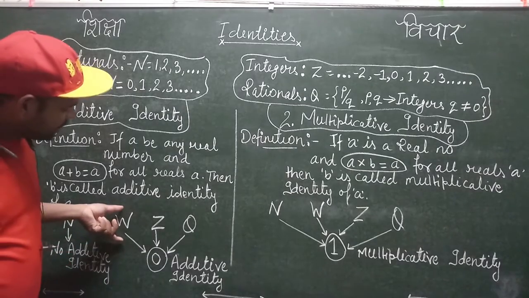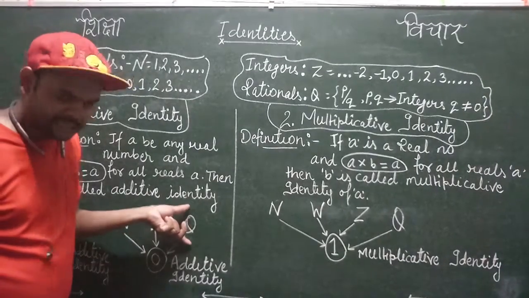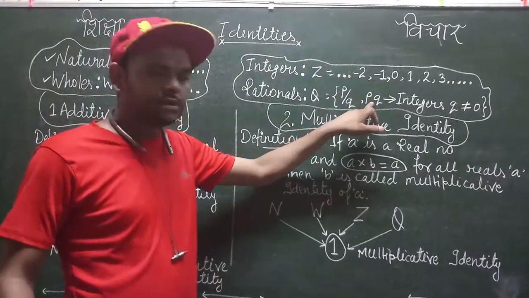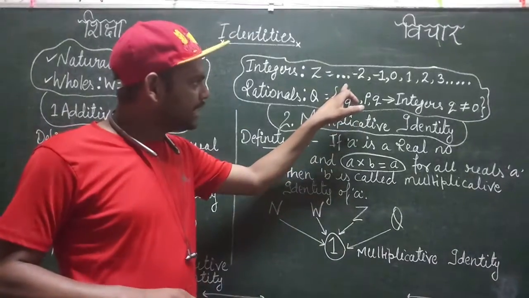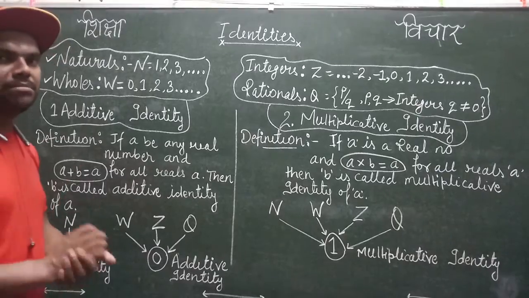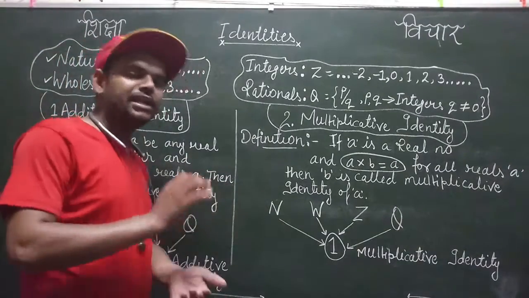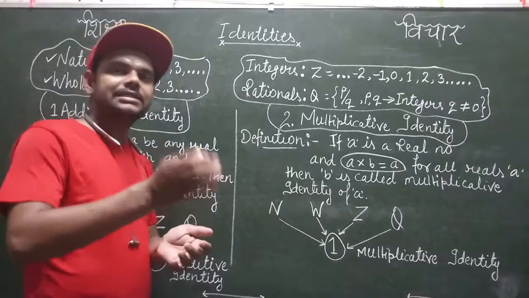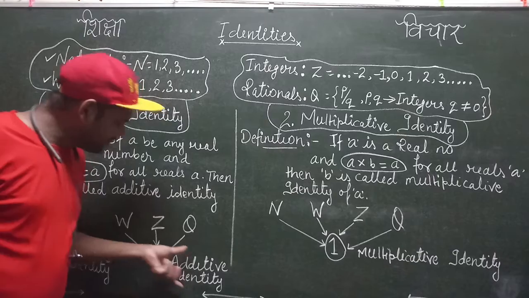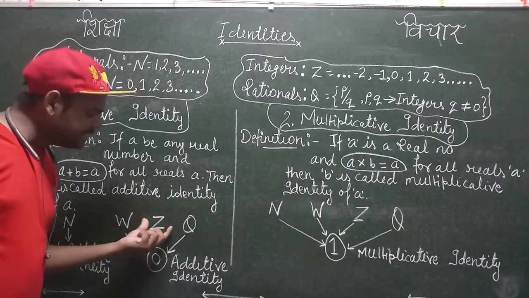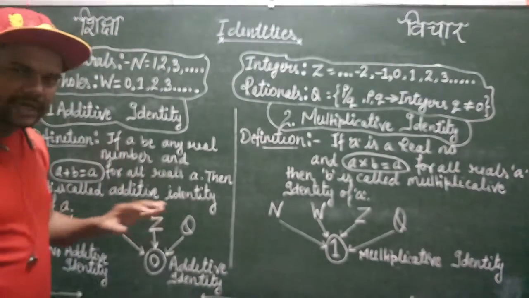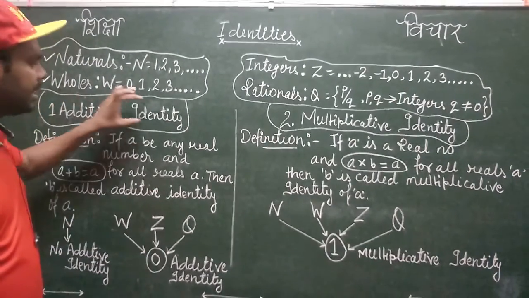Now when we talk about whole numbers, integers and rational numbers, we all know that there is 0. We know that 0 can also be written as p upon q, and there is also 0. That means 0 is the number which could be added to any number and the result would still be that number. That means 0 is the additive identity for whole numbers, integers and rationals. Now this definition is completed for additive identity.